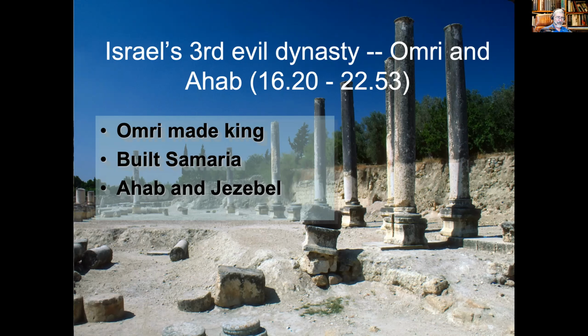And Samaria will continue to be the capital of Israel down to the end of that nation. Ahab is the son of Omri. And this Omri-Ahab reign includes 12 years for Omri and 22 for Ahab. So 34 years is the longest single dynasty in the northern kingdom. And this is the third dynasty of Israel.